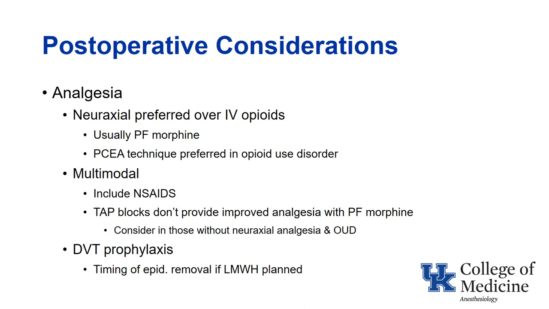However, there are patients where TAP blocks may be useful after cesarean delivery. One would be that patient who did not have a neuraxial technique. They had an emergent C-section under general anesthesia. TAP blocks could certainly be useful in those patients. And you also might consider, especially in those patients with opioid use disorder that are especially motivated, who want to minimize their use of opioids, you might consider adding TAP blocks in those patients also.